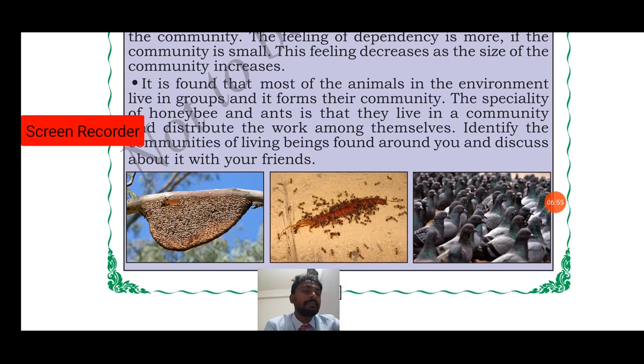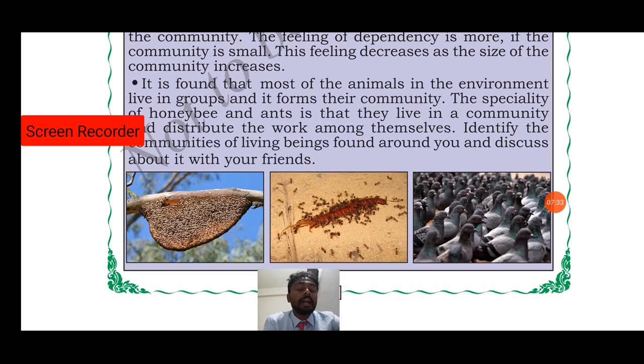You can see that any type of the animals. It is found that most of the animals in the environment live in groups and form their communities. Birds make their own communities. The tigers make their own communities. The human beings also make their own communities. So different kinds of animals and different kinds of birds also form their own communities.